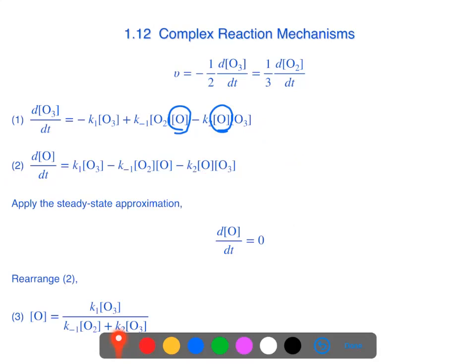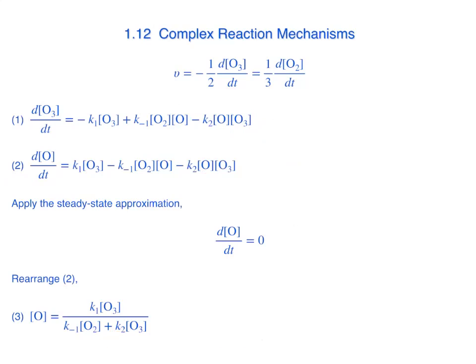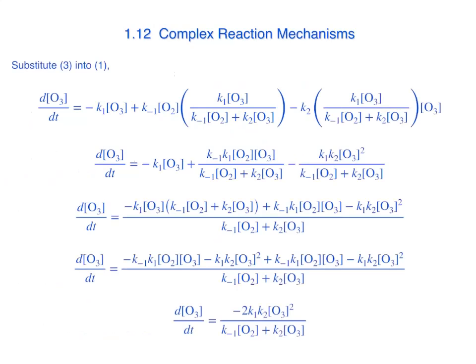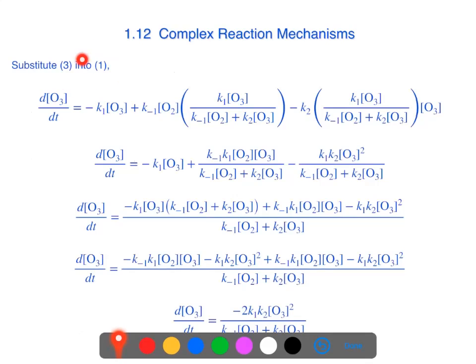So you can see that once we apply the steady state approximation, we can rearrange expression 2 and come up with expression 3 for the concentration of atomic oxygen. So we have this quotient representing that particular concentration. So once we have that particular concentration of oxygen expressed in terms of various terms, we can now substitute that into our original expression 1, which was for the formation of ozone. You can see that we've carried out that substitution in those second and third terms.